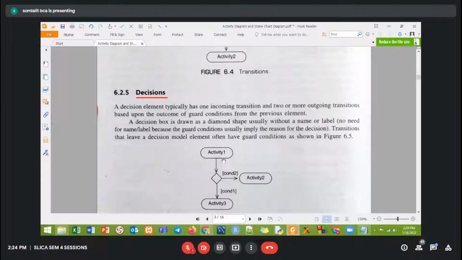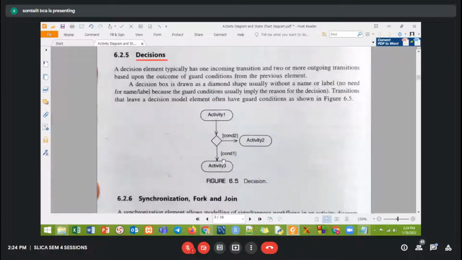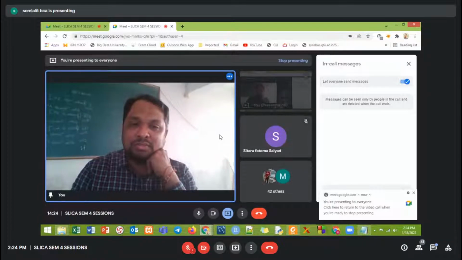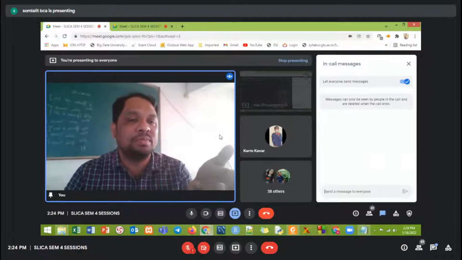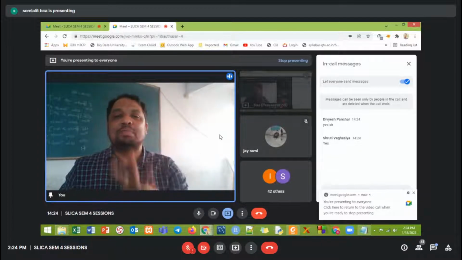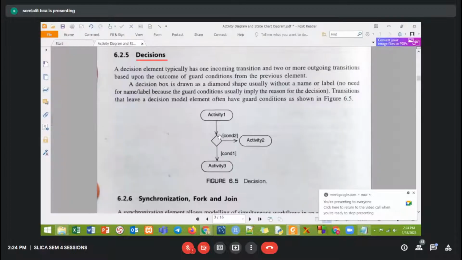This decision symbol you might have used in your flowchart also. Have you prepared a flowchart? Yes, you must have prepared it. Definitely. So in a flowchart you used to use those decision symbols. The same thing is available over here. So we have certain activities, decision 1, decision 2. Over here also you can take a third decision, it is possible.